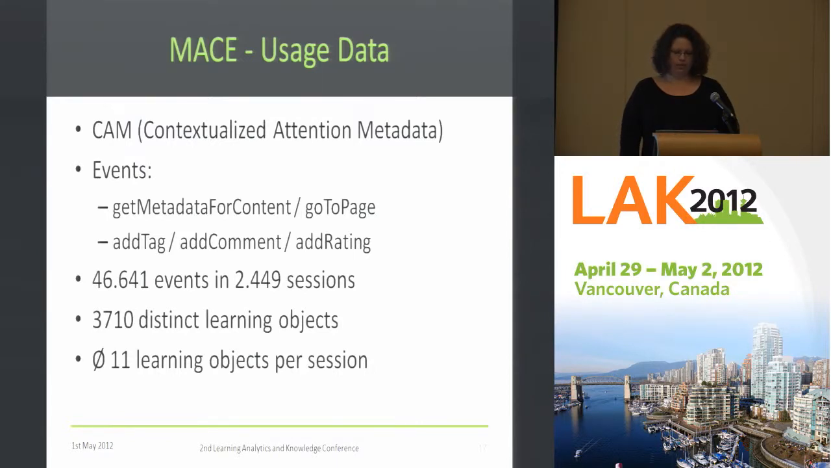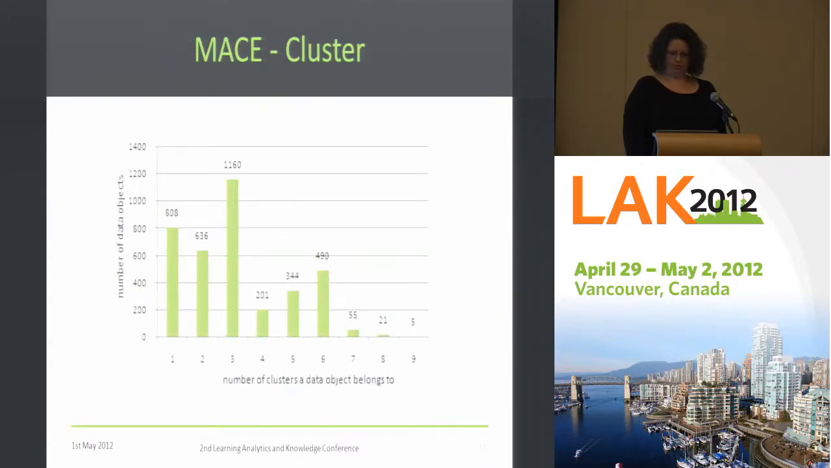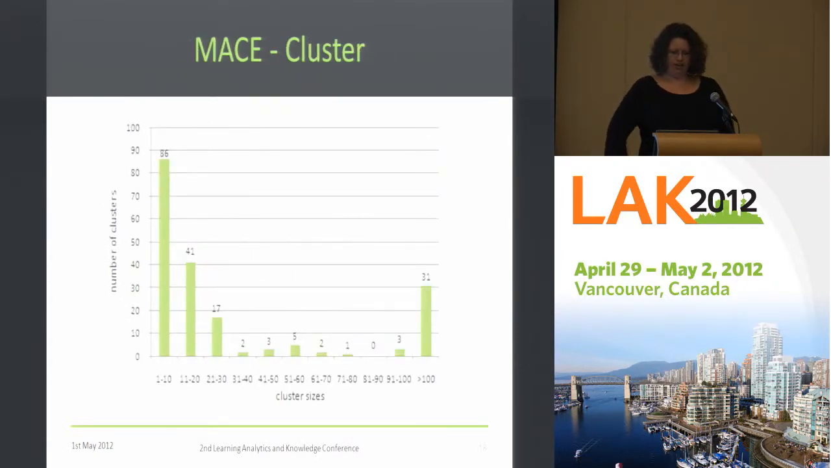And I could use about 46,000 learning events that were collected in about 2,500 sessions. And this way, I could cluster about 3,700 learning objects. So this is the distribution of the cluster sizes. And as you can see, the clusters are really small.